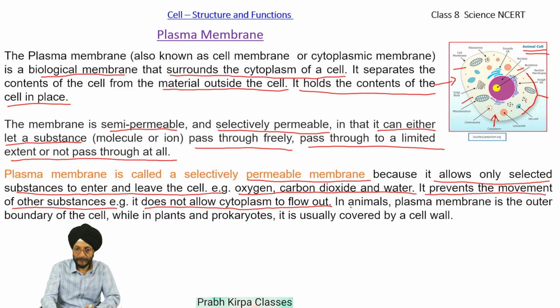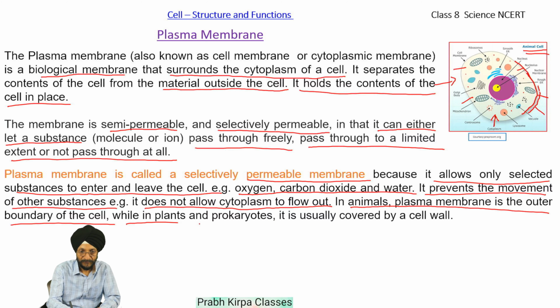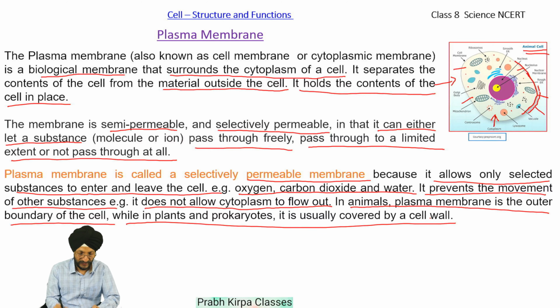In animals, plasma membrane is the outer boundary of the cell, as we have already discussed. In case of animal cells, the outer covering is plasma membrane. But if we talk about plant cells, there is an additional covering outside the plasma membrane, called the cell wall. In case of plants and prokaryotes, it is usually covered by a cell wall.